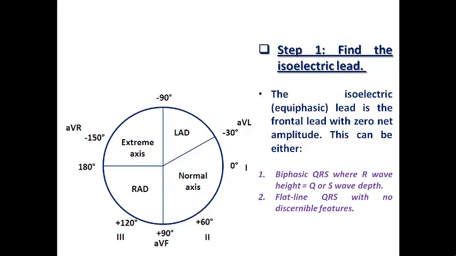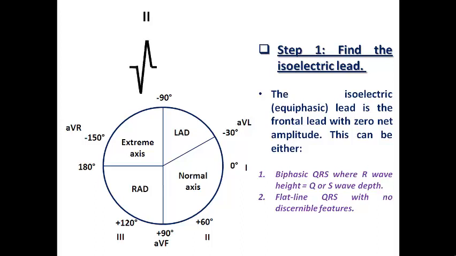Step one is to find the isoelectric lead. The isoelectric lead is the lead in which the R wave amplitude is nearly equal to the Q wave or S wave amplitude, so we cannot consider this lead to be predominantly positive or predominantly negative. No, it is nearly equiphasic. Or sometimes you may find a lead in which the QRS is a flat line with no discernible features in order to determine its axis, so we could consider this lead to be the isoelectric lead.